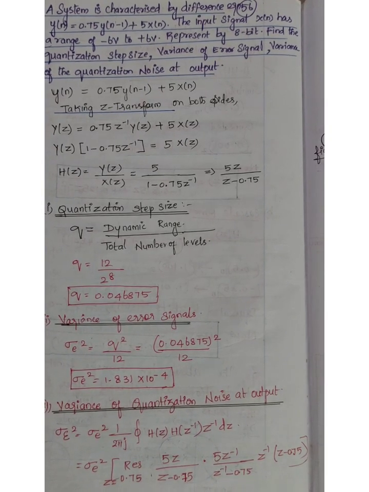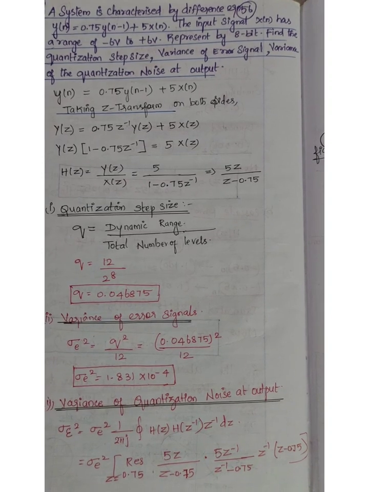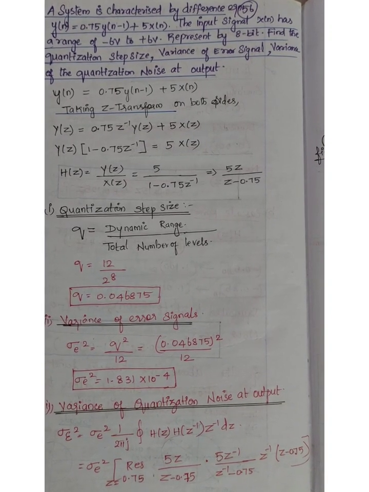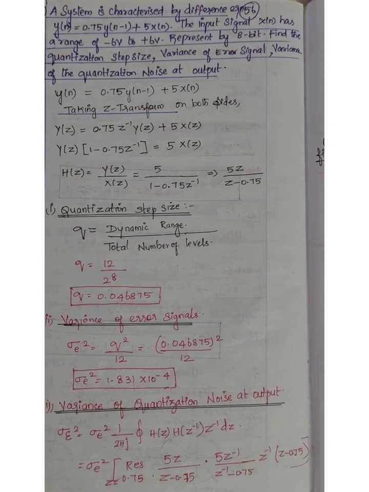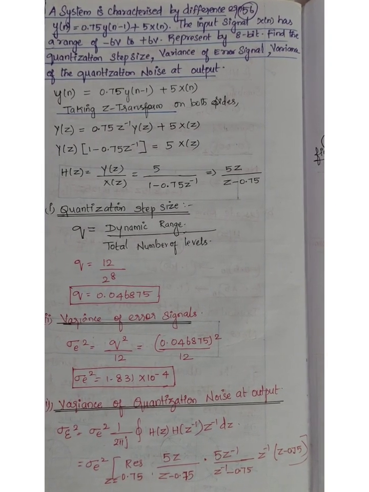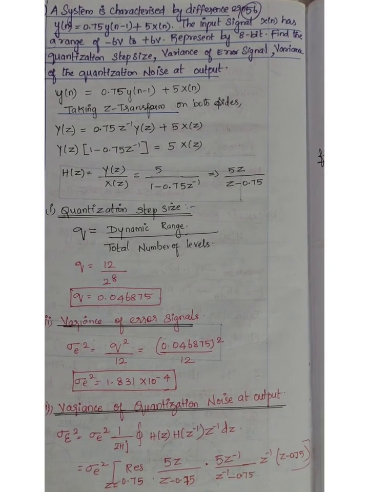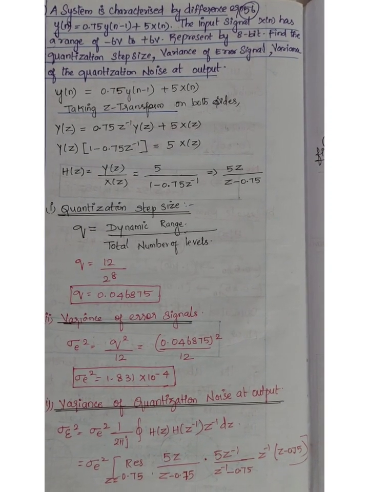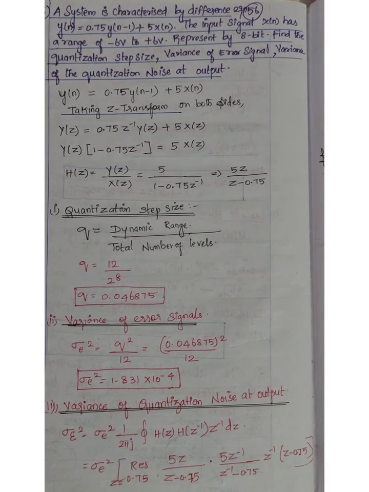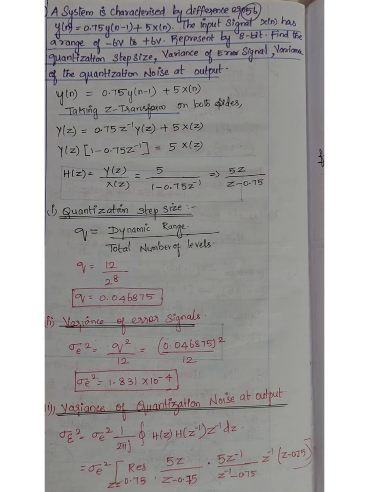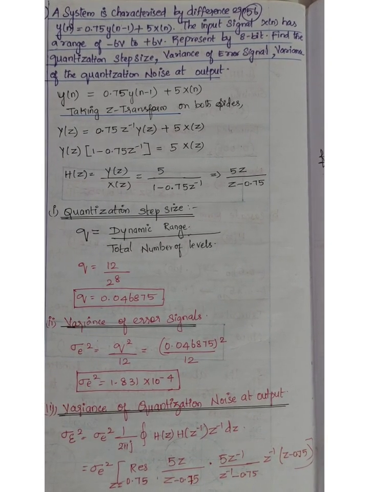A system is characterized by the difference equation y(n) = 0.75 y(n-1) + 5 x(n). The input signal x(n) has a range of -6 volt to +6 volt, represented by 8 bits. Find the quantization step size, the variance of the error signal, and the variance of the quantization noise at the output. Solution: y(n) = 0.75 y(n-1) + 5 x(n). That is the given question.